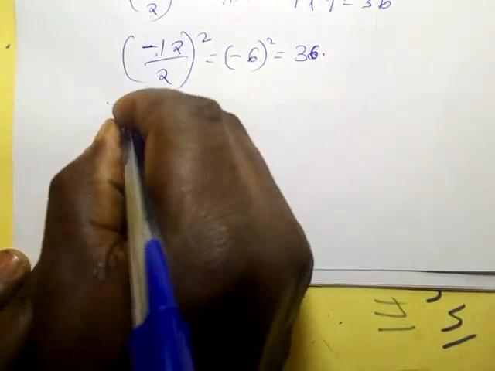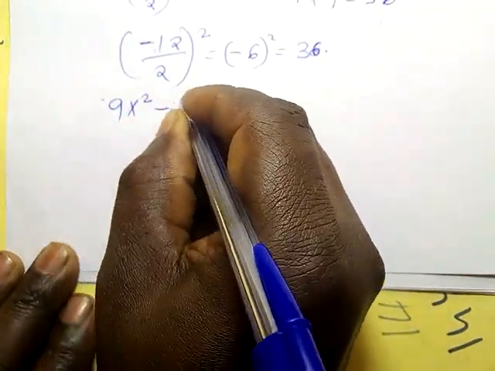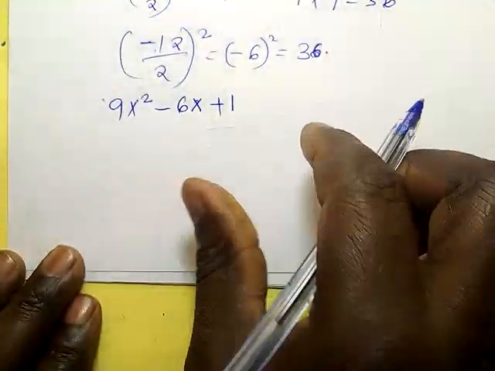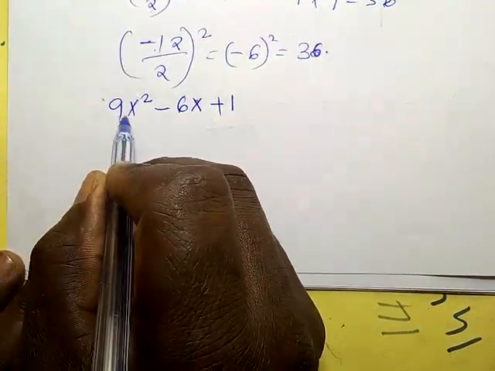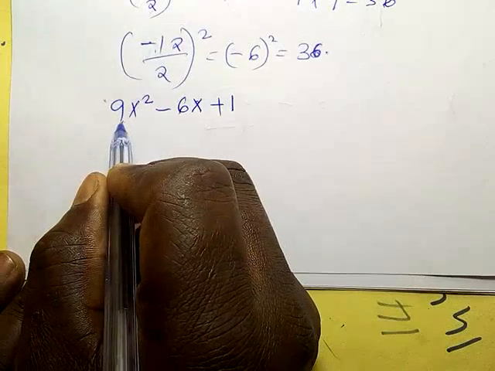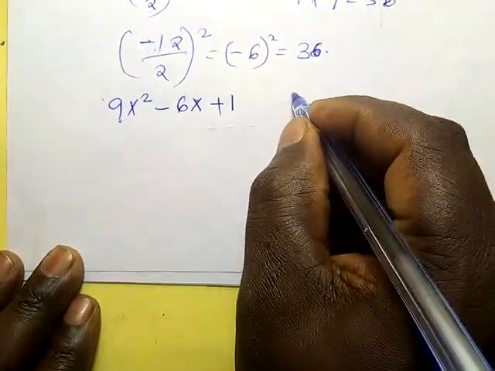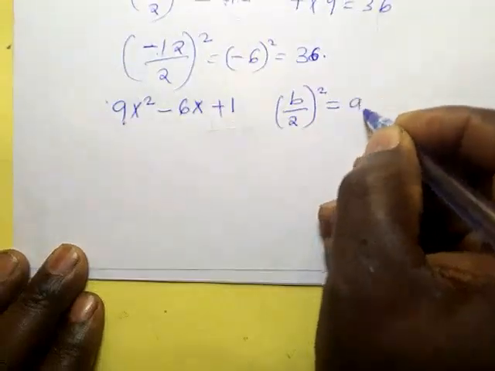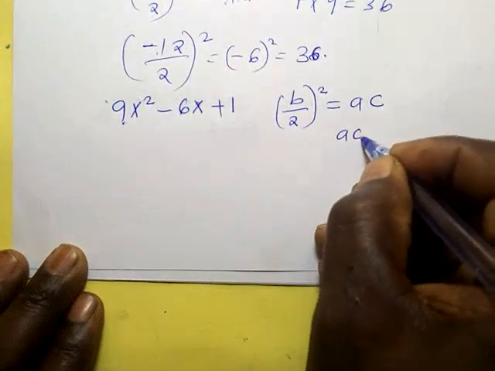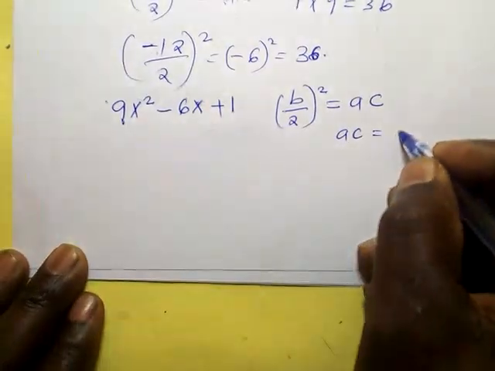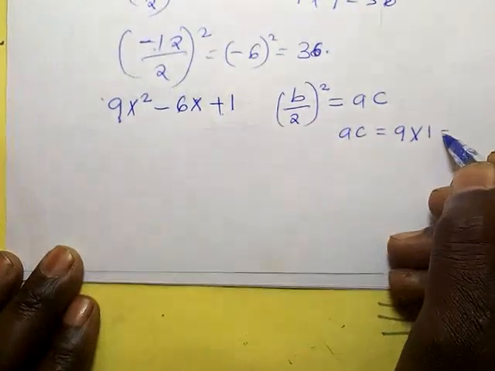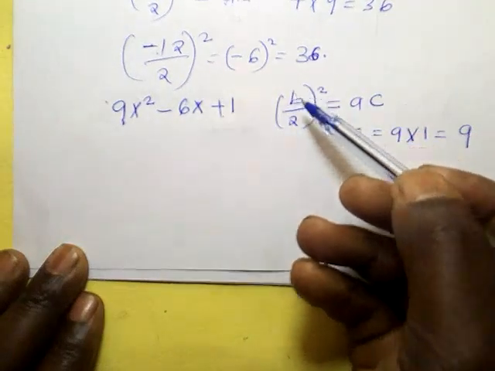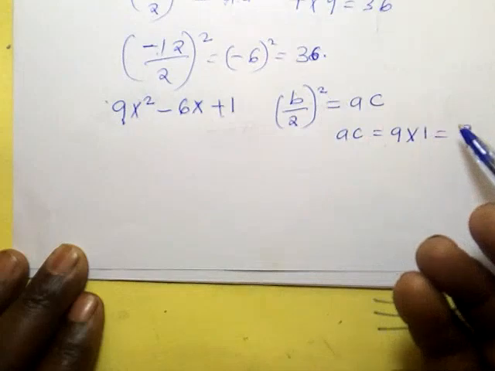Example 2, 9x squared minus 6x plus 1. We want to confirm that because the coefficient in this quadratic expression is greater than 1, we expect that (b divided by 2) squared should equal AC. Our AC is 9 times c, which is 1, which is equal to 9. So we want to confirm that (b divided by 2) squared is 9.